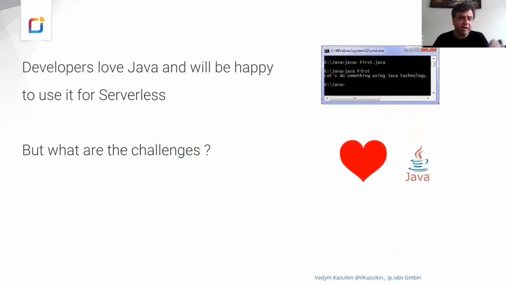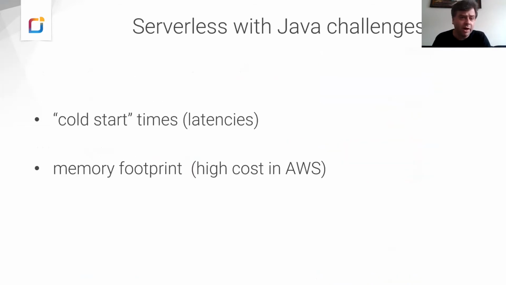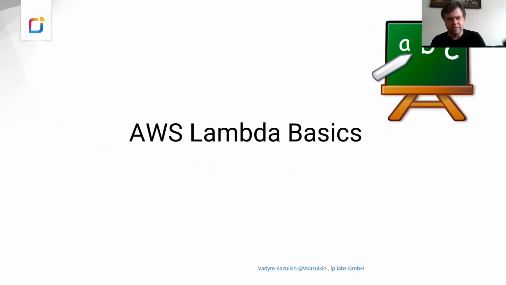So generally, developers who love Java will be happy to use serverless, but what are the challenges? There are mainly two that we will cover. These are cold starts, which also means latencies. But there's also memory footprint, which also leads to higher cost in AWS, and cost is always a factor. But before we start with these two, I would like to go over AWS Lambda basics, so you understand how to write a Lambda function and some basics behind this.